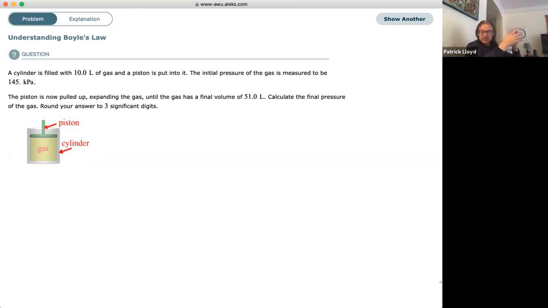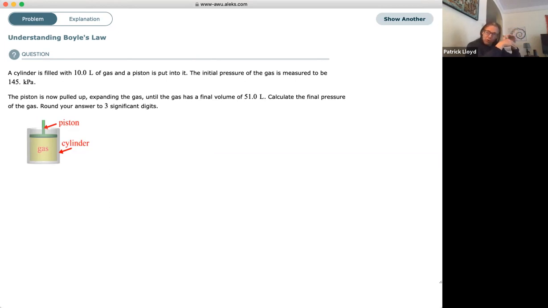The initial pressure of the gas, P1, is measured at 145 kilopascals. That's the unit of pressure. So we have P1. It's filled at that pressure. The volume is 10.0 liters. See how those two numbers are connected? 10 liters when the pressure is 145 kPa. That's V1. The 10 liters is V1. So you've got P1 and V1.